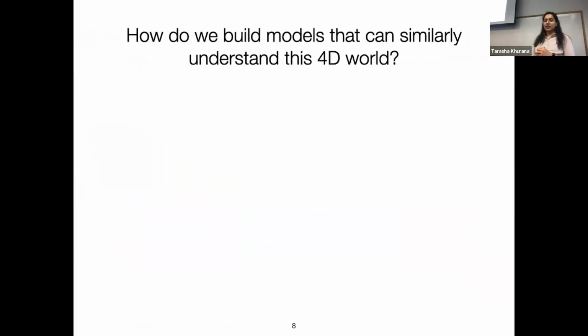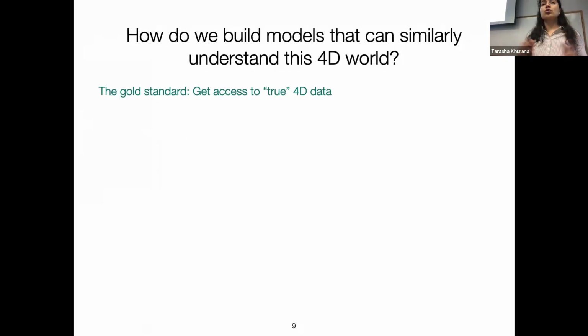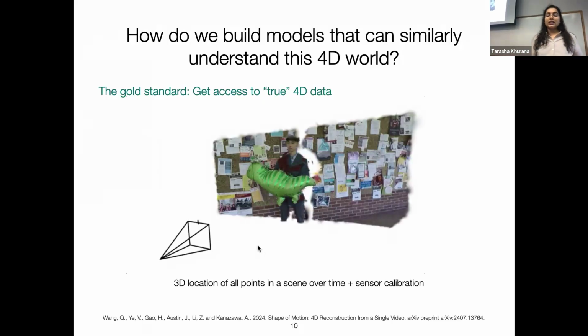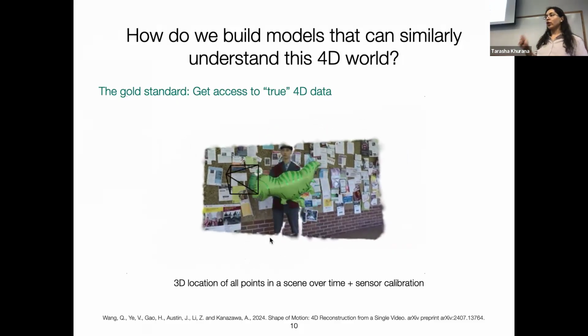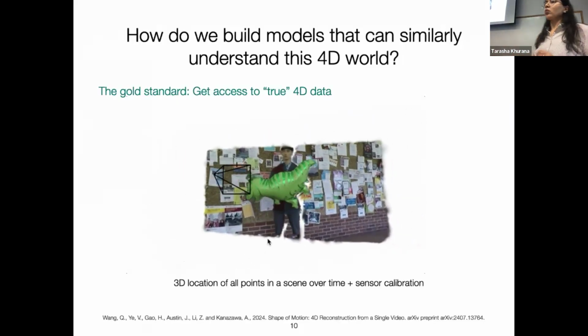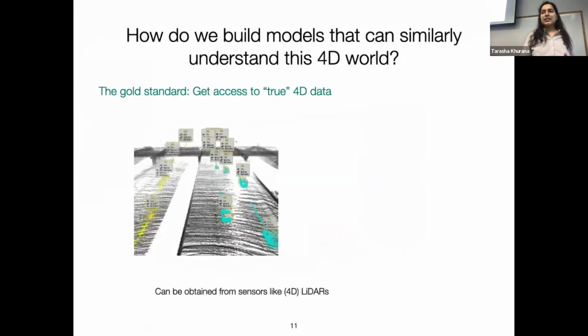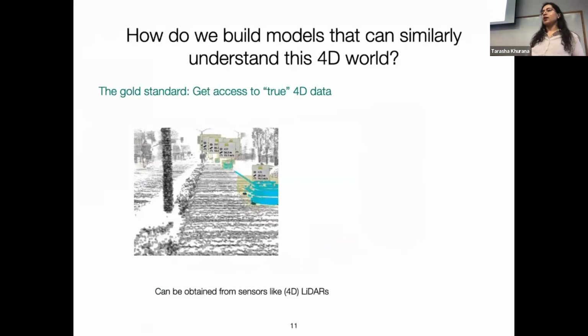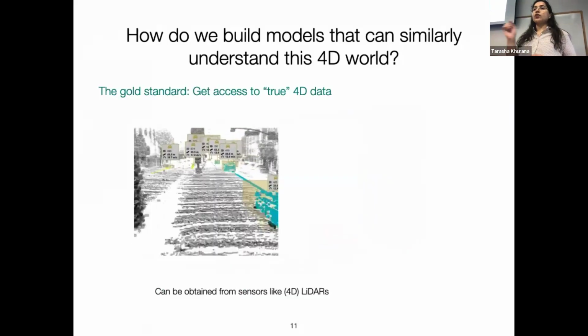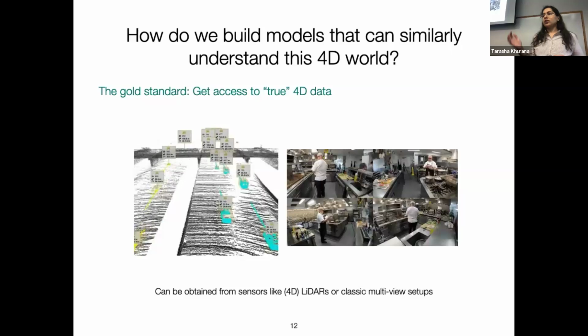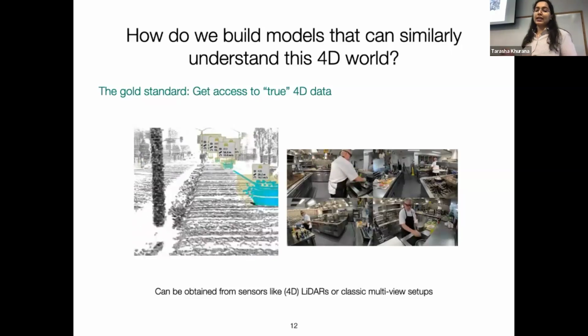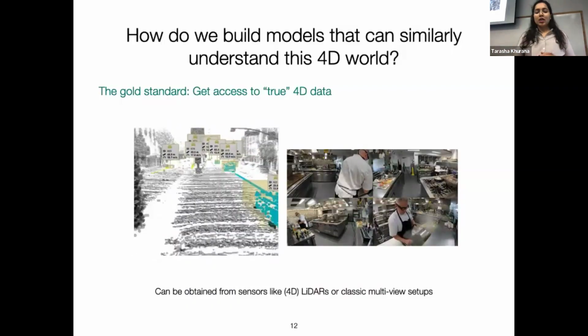So one of the first things we want to ask ourselves is, how do we build this reasoning in our vision algorithms so that they can similarly perceive the 4D world the way we do? And the gold standard, like most other supervised image and video tasks, would be to get access to true 4D data, which means that for any scene, we would want the 3D location of every point in the scene and the calibration of sensors from which this scene was captured. And it's kind of not unreasonable to expect this, as there are these upcoming class of sensors like 4D LiDARs that give you exactly this kind of data. Or you can always go all in and collect scenes yourself by building classical multi-view setups that can post hoc give you the structure of the scene.